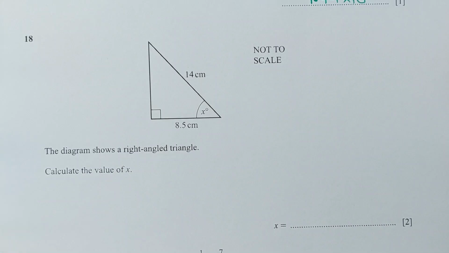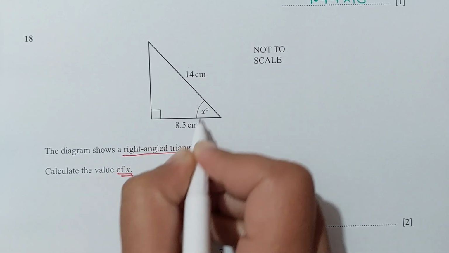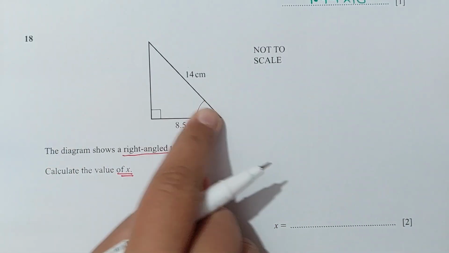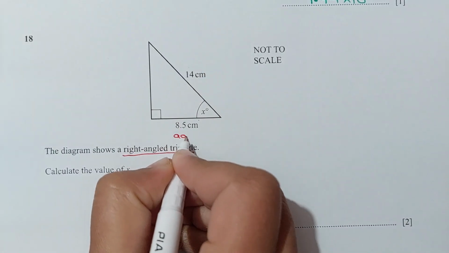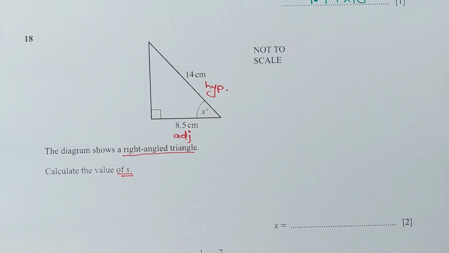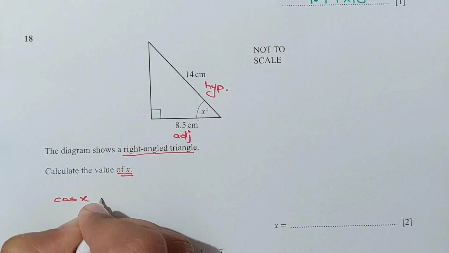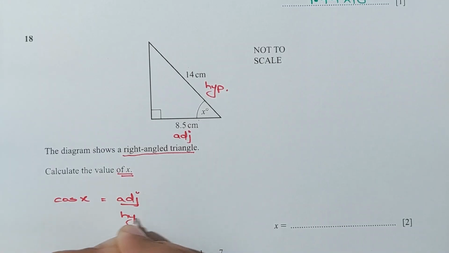All right. Question number 18. The diagram shows a right angle triangle. Calculate the value of x. X is the angle. So this is the front side, this is the opposite, this is adjacent, and this is hypotenuse. So we have been given the adjacent side and the hypotenuse. So it's a right angle triangle. Which trigonometric ratio involves adjacent and hypotenuse? Cosine. Cos of angle x equals adjacent over the hypotenuse.